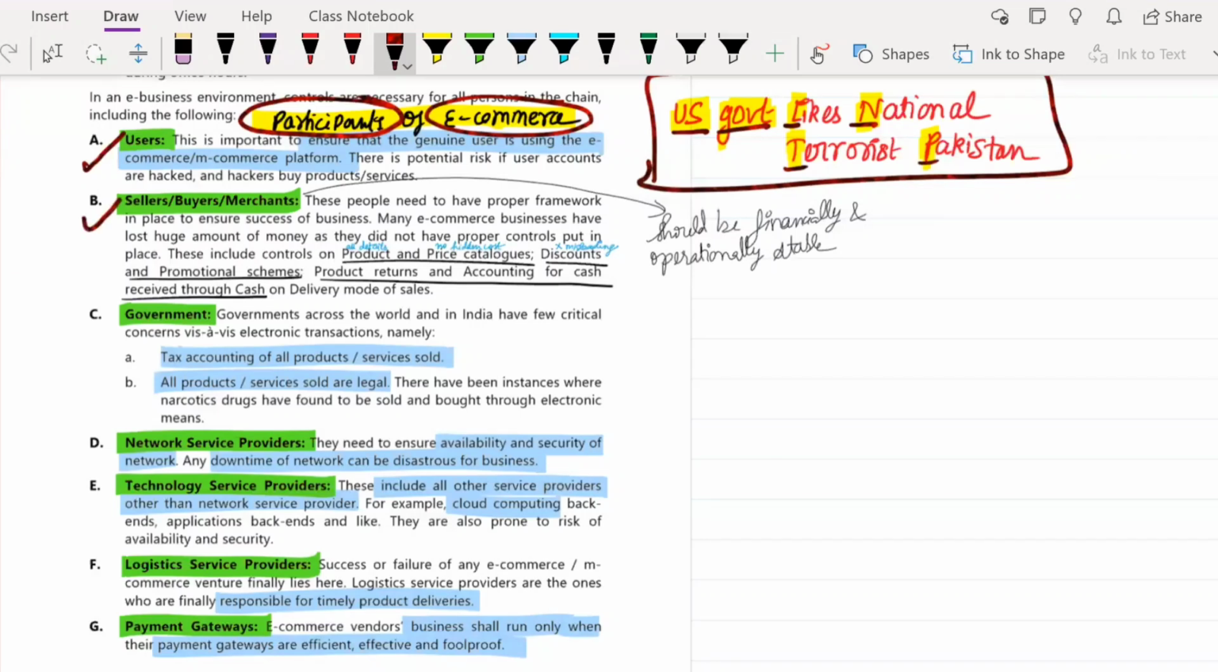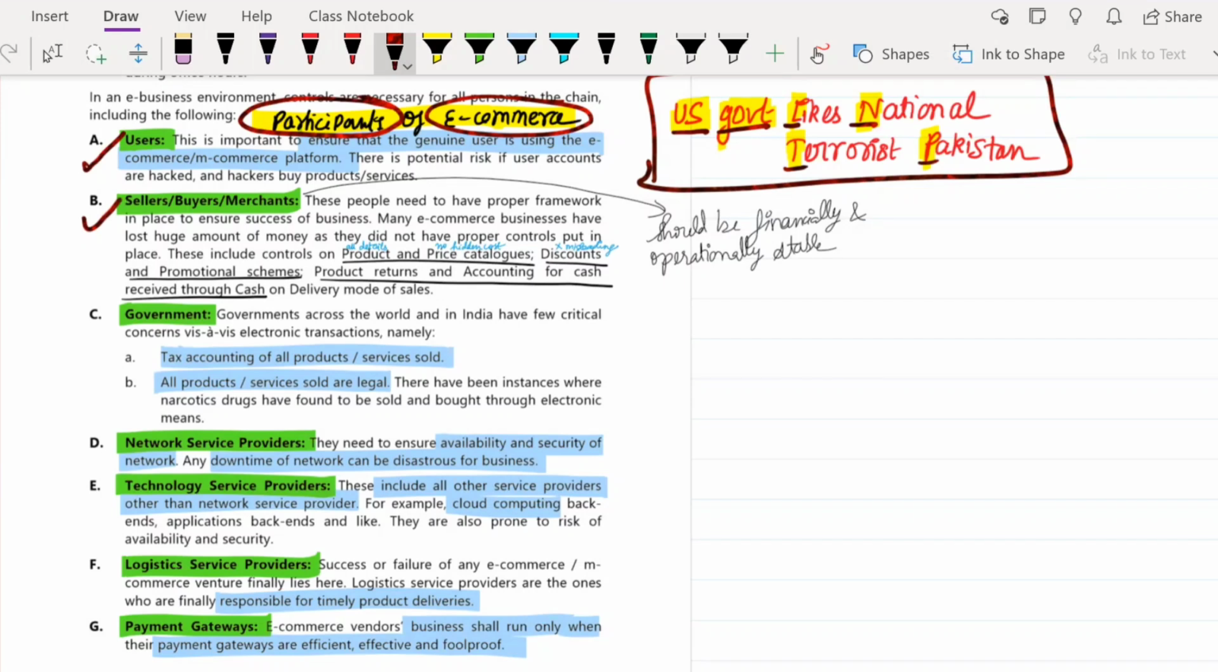Then the people who sell and buy. If it is a B2B business, there will be both buyers and sellers. If it is a B2C business, you will have sellers majorly. So the sellers and buyers are participants of the e-commerce business.